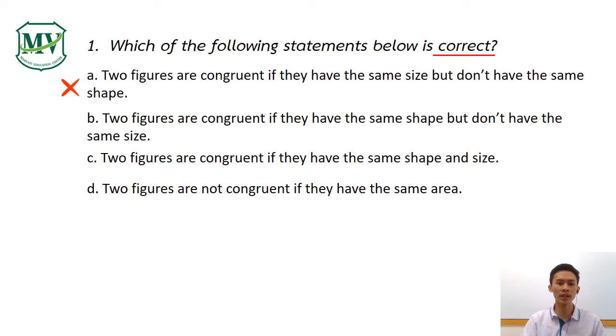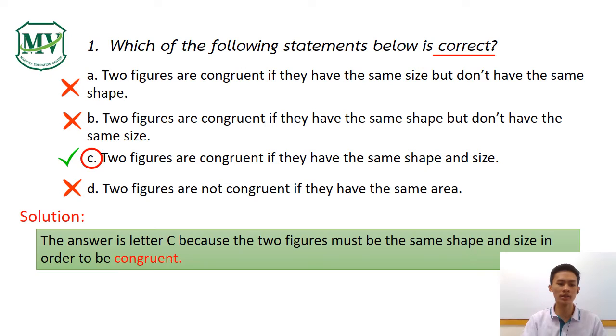So letter A is not a correct statement. Letter B is not a correct statement. Letter D is not a correct statement. Letter C is a correct statement. So the answer is letter C. So let's show the solution. Why is letter C the correct answer? The answer is letter C because the two figures must be the same shape and size in order to be congruent. So that's what letter C is saying. So the answer is letter C.